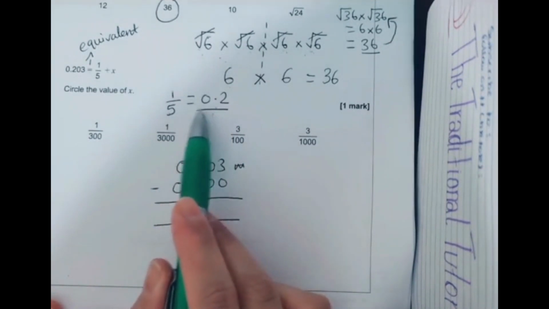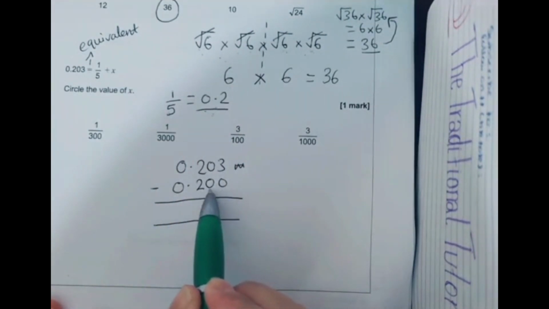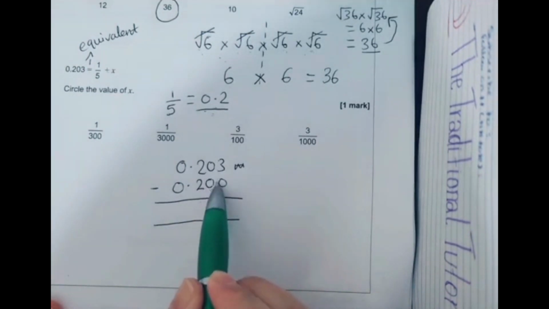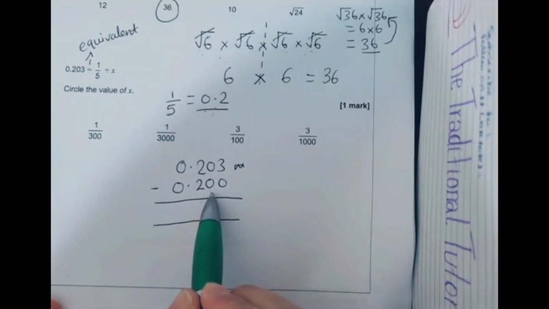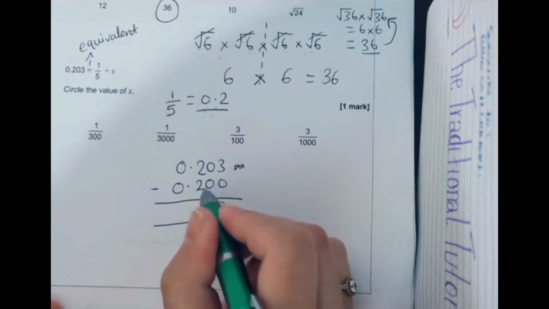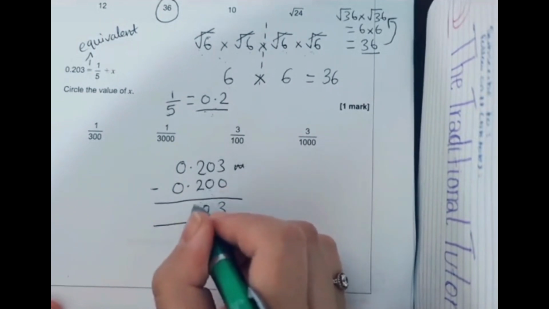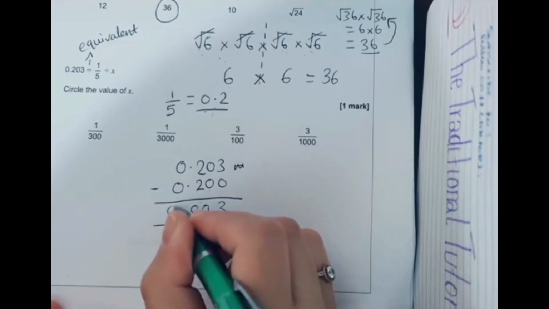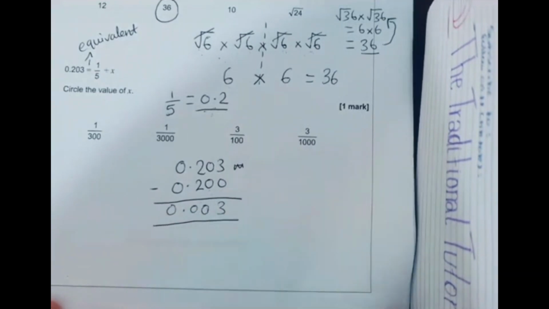So I know that a fifth is 0.2, but I can also add the placeholders, 2 placeholders, so that I can subtract easily from 0.203. So let's actually subtract. I'm just left with 3, because 3 minus nothing is 3. The rest is just 0, because 2 minus 2 is 0, and therefore my answer is 0.003.